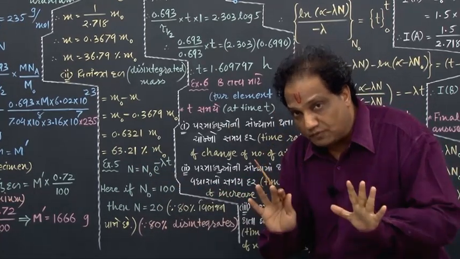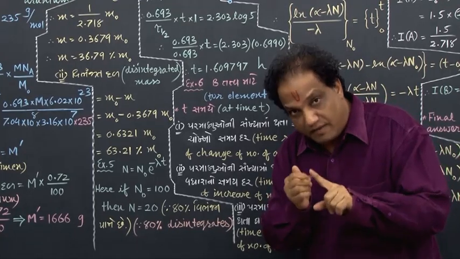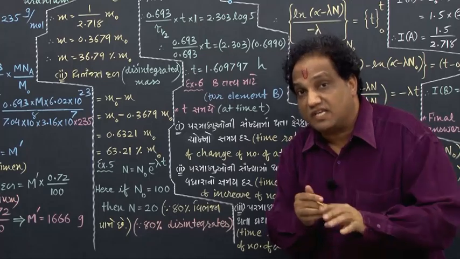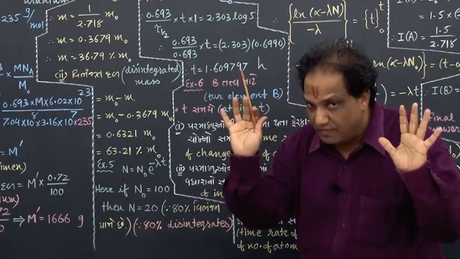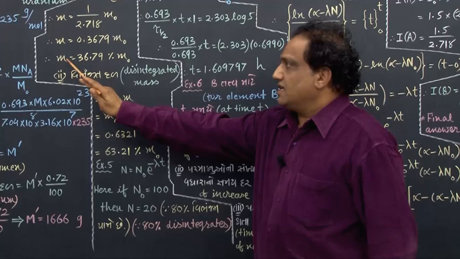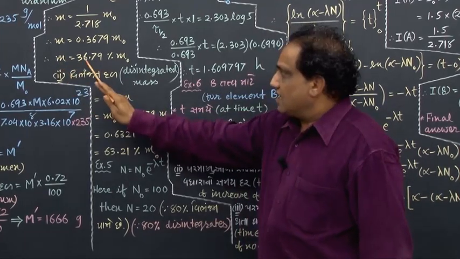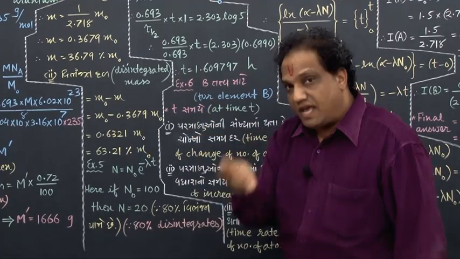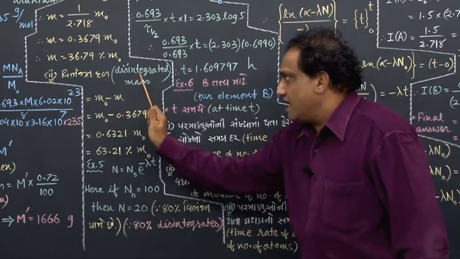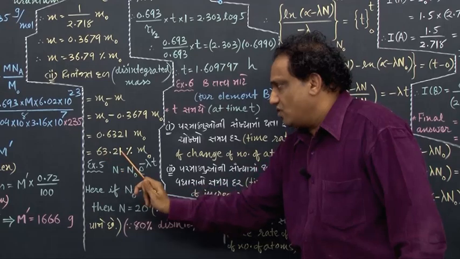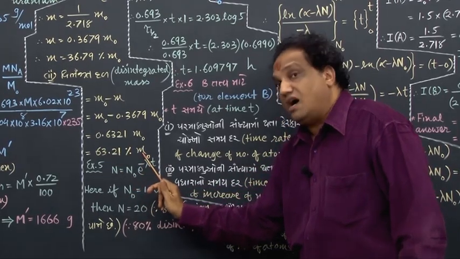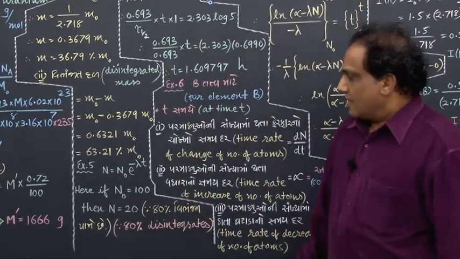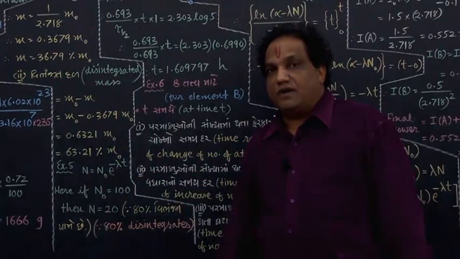So what we have proved: for every radioactive element, at the end of time equal to its average life or mean life, the undisintegrated mass is 36.79 percent of the initial undisintegrated mass, and the disintegrated mass is 63.21 percent of the initial undisintegrated mass. Got it? Fine. Now kindly read the statement of number 5.